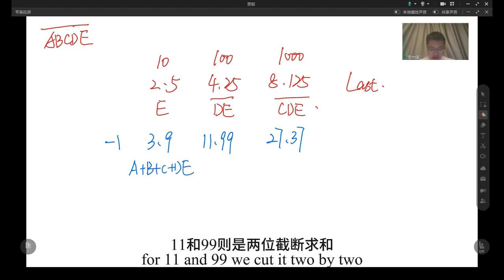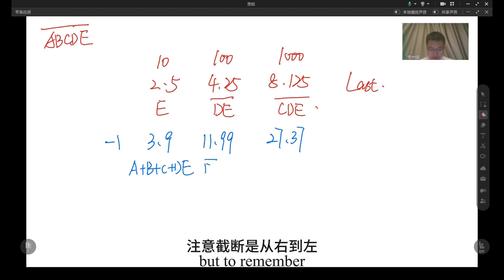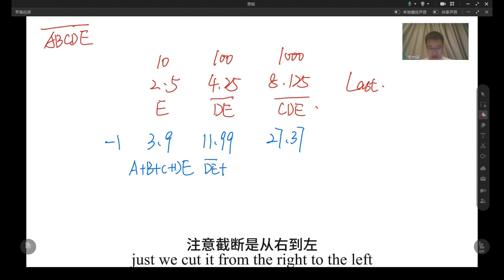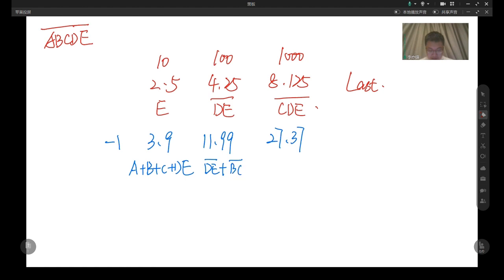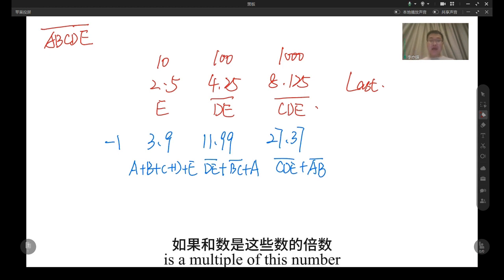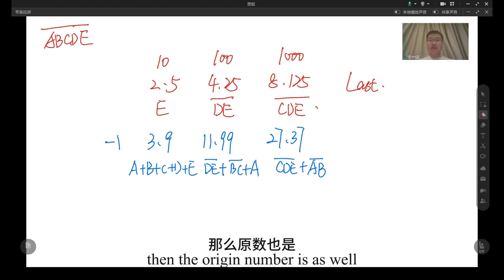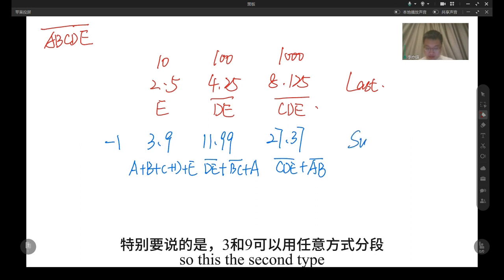For 11 and 99, we cut 2 by 2, but remember we cut from the right to the left. So it's DE plus BC plus A. And for 27 and 37, we cut by 3. So CDE plus AB, plus the remaining digit. So we find the sum. If the sum is a multiple of this number, then the original number is as well. So this is the second type.